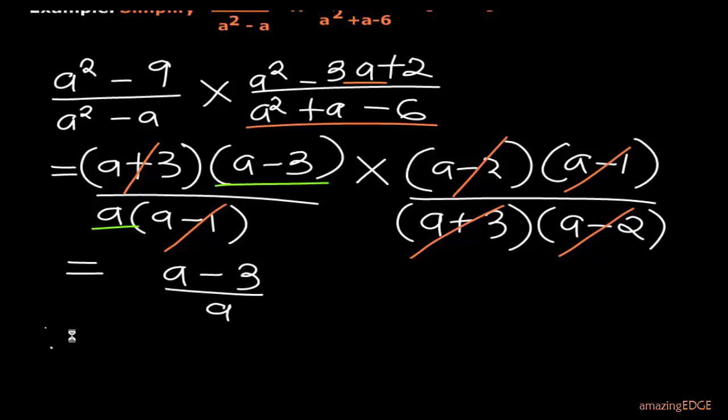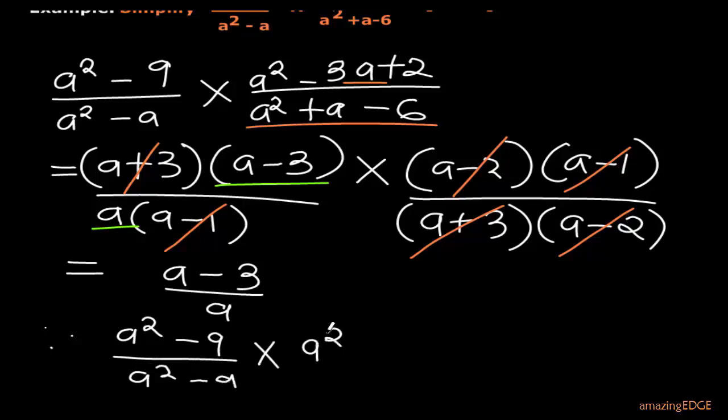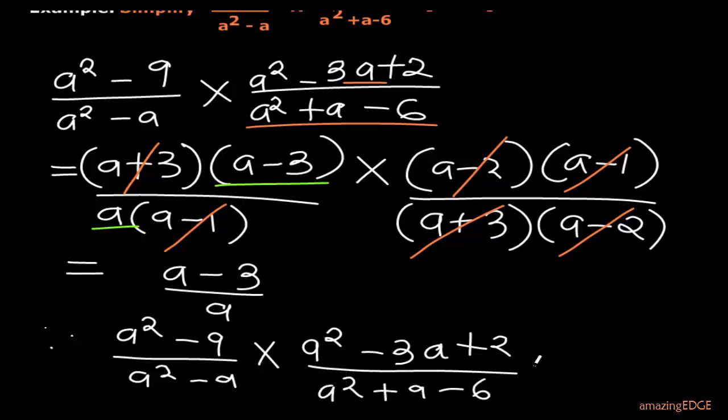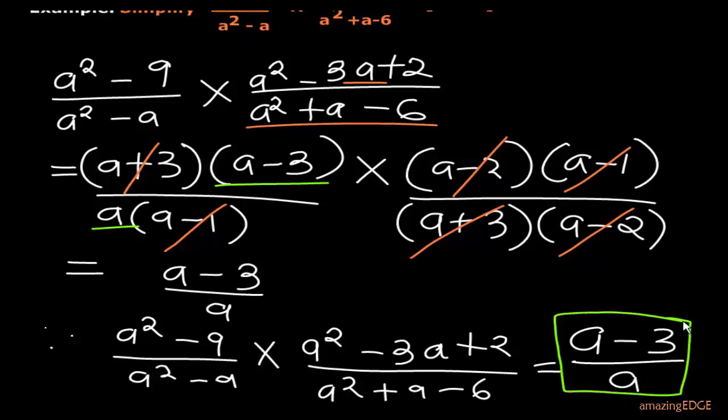So that you can now say, therefore, that (a squared minus 9) over (a squared minus a) times (a squared minus 3a plus 2) over (a squared plus a minus 6) is simply equal to, by simplification, (a minus 3) over a. And that's what we have as a final answer. And you see actually that what we now have is simpler than the original expression.